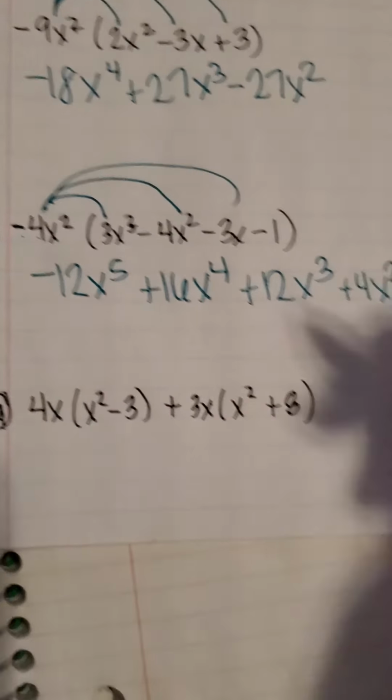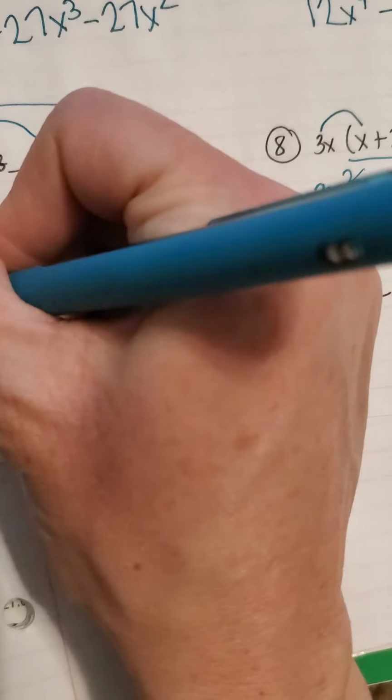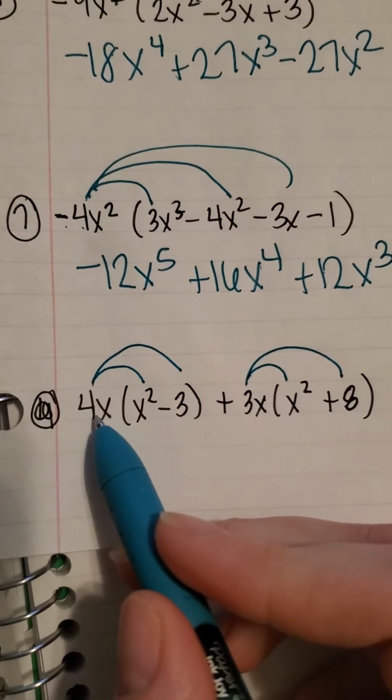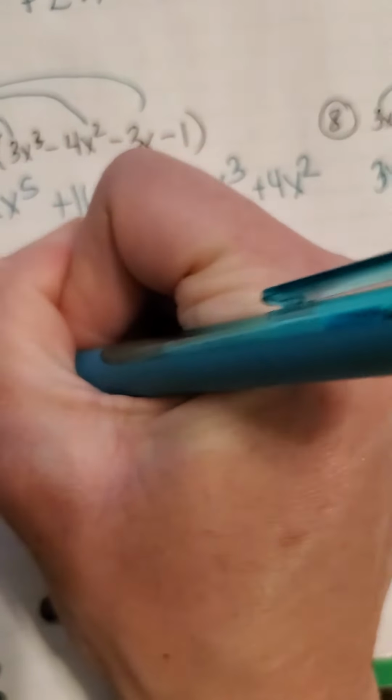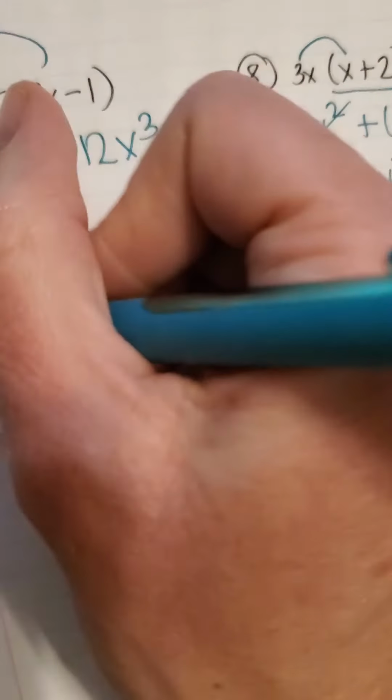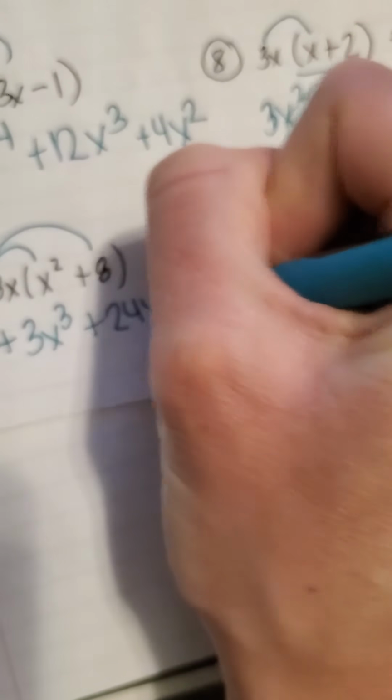I had 10 for a second. So if I go through and I multiply, again, 4 times x squared is going to be 4x to the third. 4x times 3 is going to be minus 12x. Then over here, when I go and multiply, I get 3x to the third plus 24x.